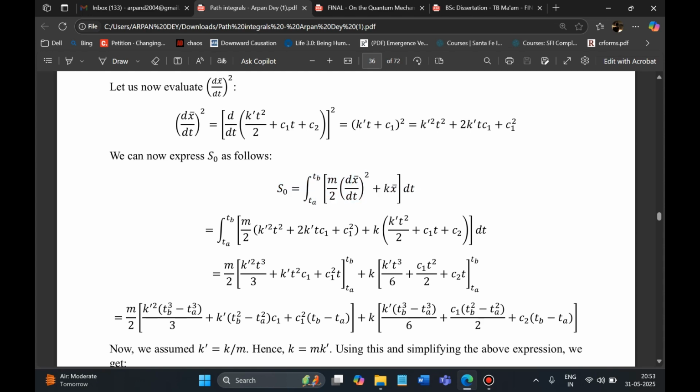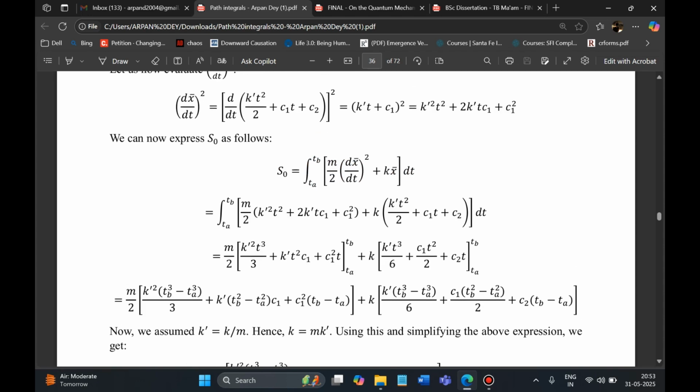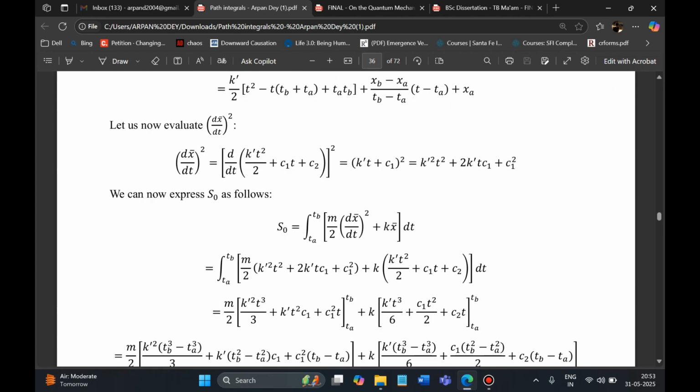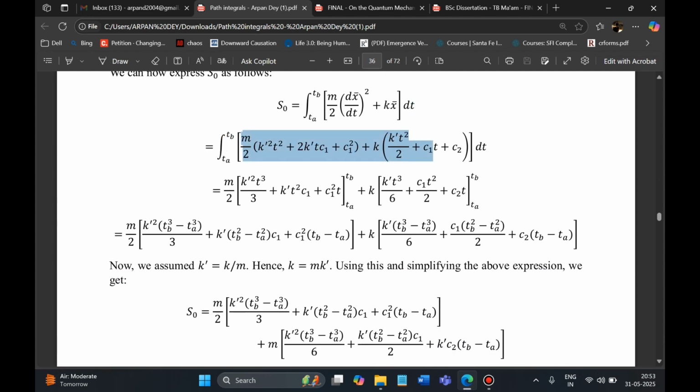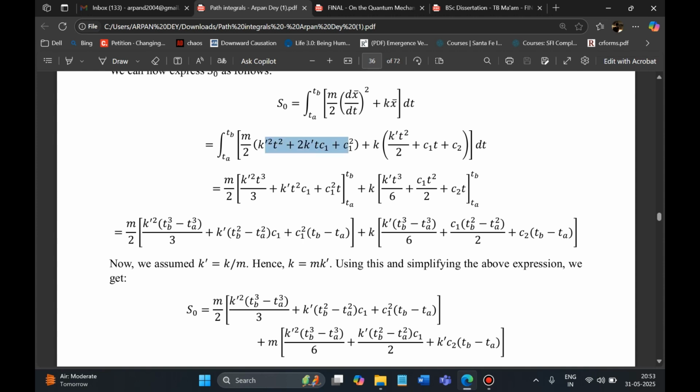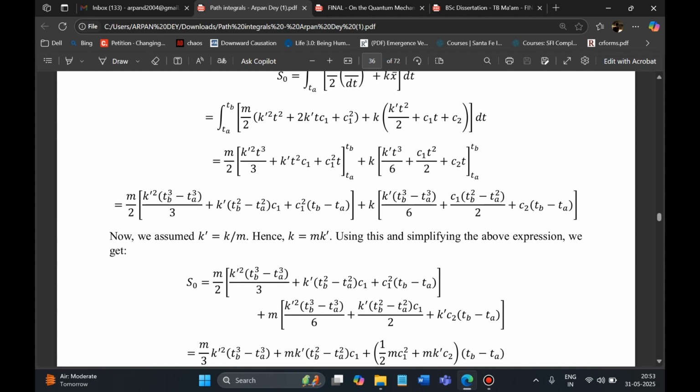Least action was this, right? Now we have an expression for x bar. We already have an expression for x bar. To find this expression, we did so much to find the value of C1 and C2. So in place of x bar, we can put this expression, and now we also have an expression for dx bar dt whole squared, this expression right over here. So we just put all these expressions. Here we have just kept the constants C1 and C2 to keep things simple. So after some simplification, we get an expression like this in terms of C1 and C2.